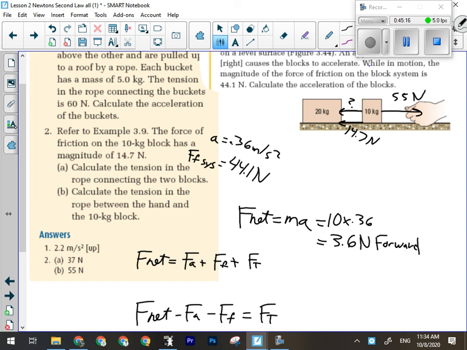Why did you use the 10 kilograms then? I can use either one. I chose to use the 10 first. I'm going to show you the 20 as well. If you solve it with the 20, you'll get the same answer if you did it right. All right, so back to this now.